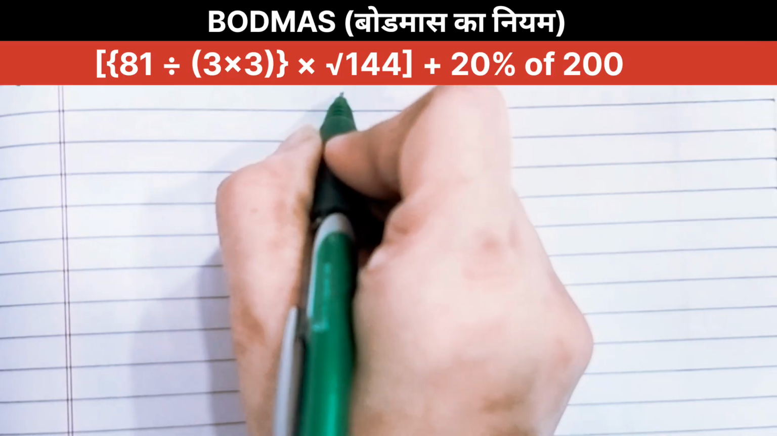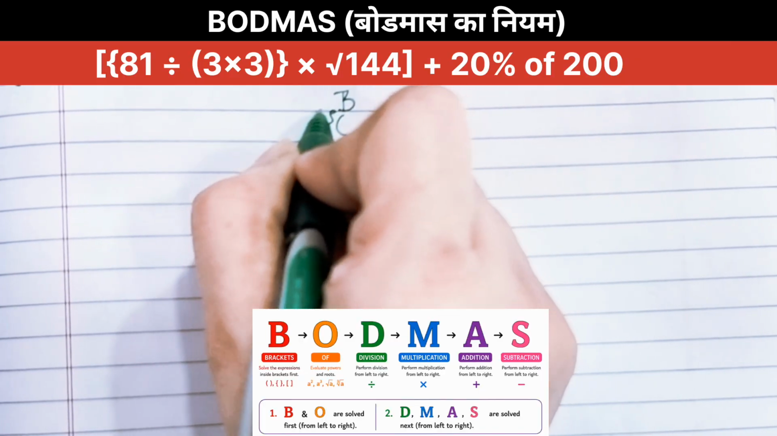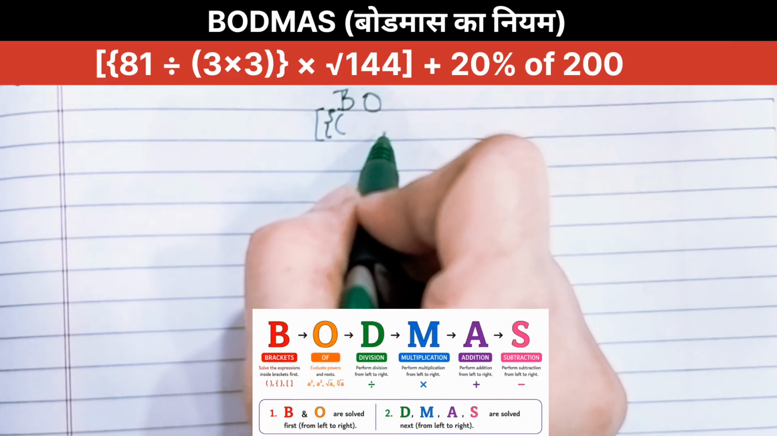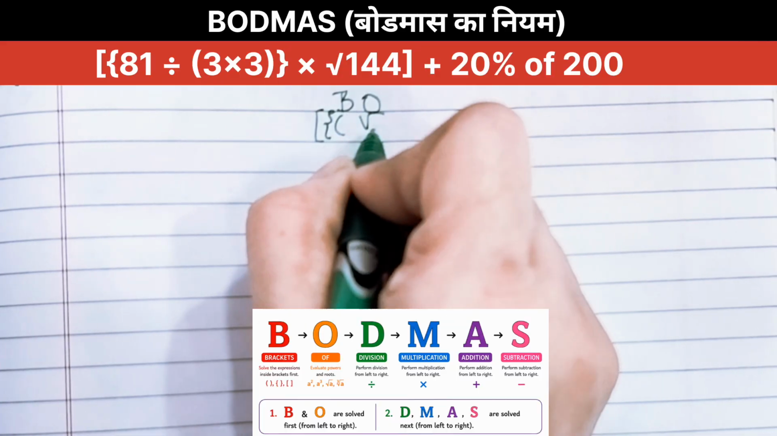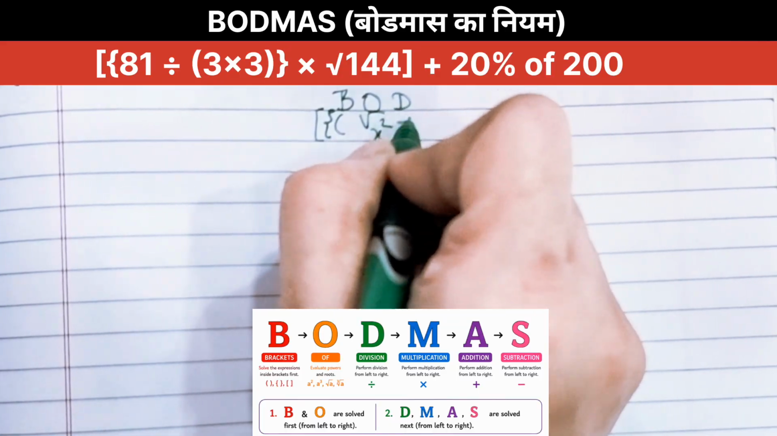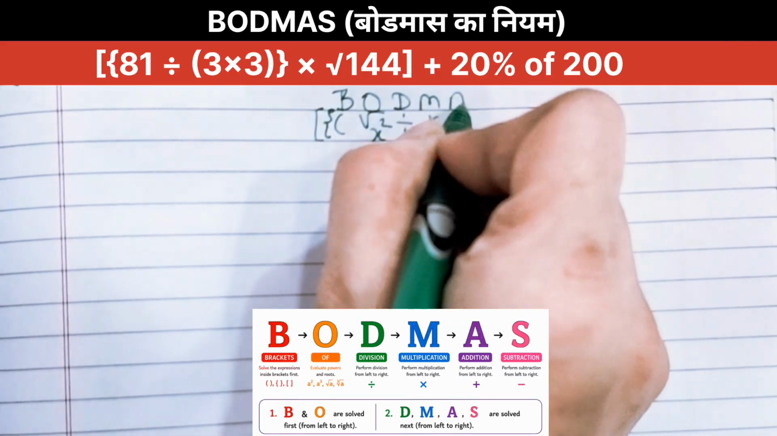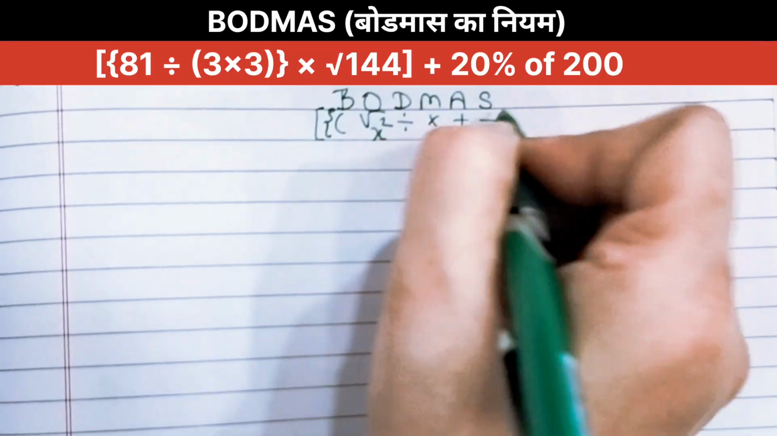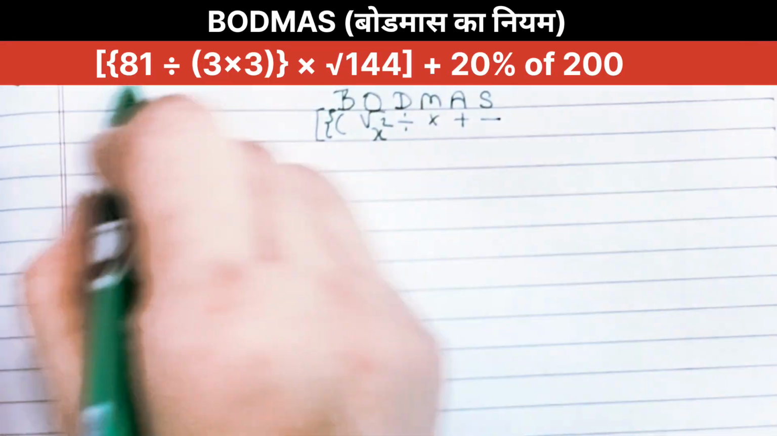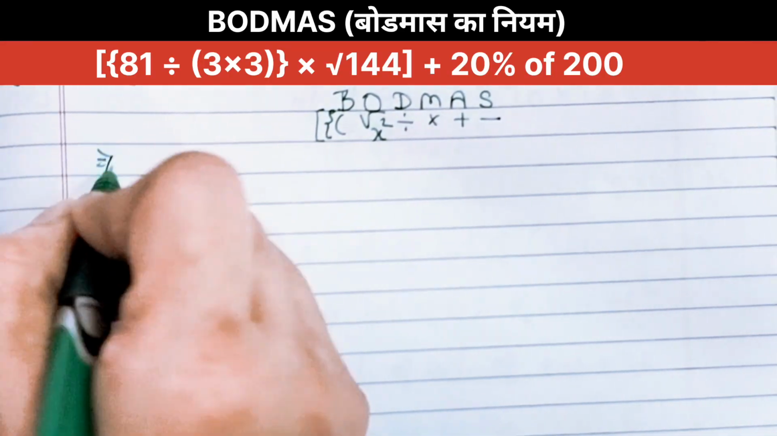BODMAS rule says first we solve brackets: small bracket, curly bracket, then square bracket. O stands for "of", where we convert into multiplication. We solve roots and exponents. D stands for division, M stands for multiplication, A stands for addition, S stands for subtraction. Now according to this BODMAS sequence, we'll break down this expression step by step.